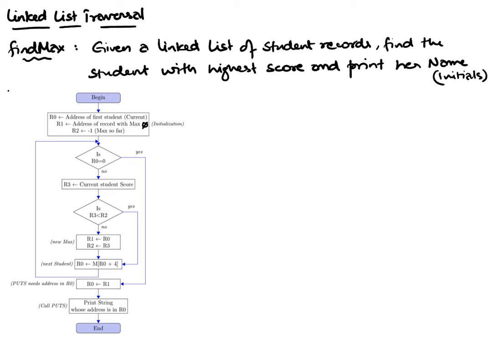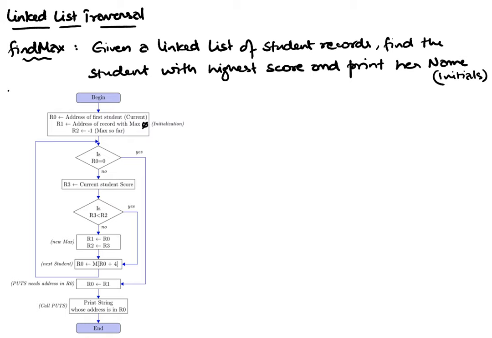So searching for the max. In each iteration here, which is my loop, I will see whether I have a new maximum. If I have a new maximum, then I'm going to make a note of where it is, and when I'm done with that, I'm going to move to the next element.